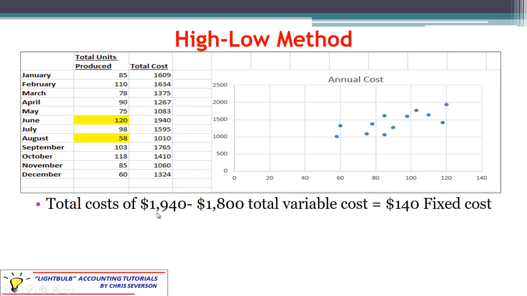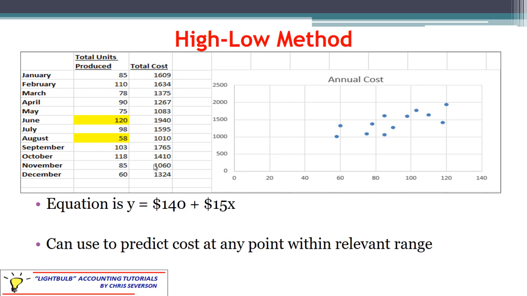So if total cost is $1,940 and variable cost is $1,800, that tells you that there must be $140 in fixed cost. You would get the same amount if you took the lowest activity level and plugged that data in there as well. So now we know the equation: y equals $140 fixed plus $15 variable multiplied by x.